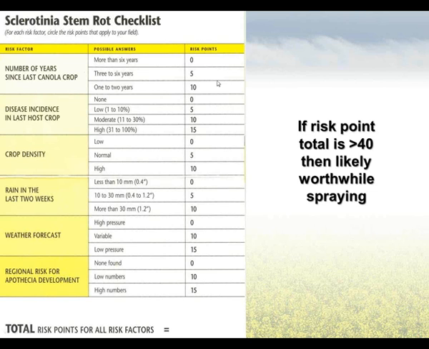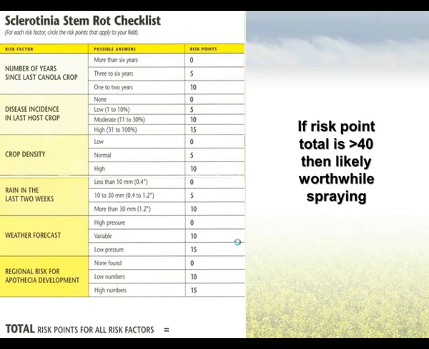And if you total your point values, so you look at this, you say, okay, I've only got 1 to 2 years since the last canola crop, so my risk point value is 10, and you go on and answer questions and assign a point value. If the total point value you have for all of the questions is more than about 40, likely spraying is going to be worthwhile.